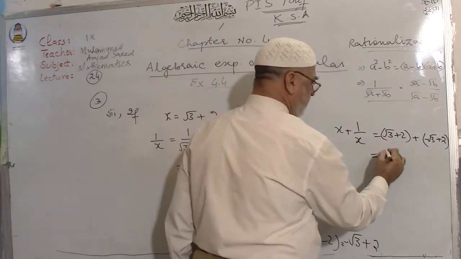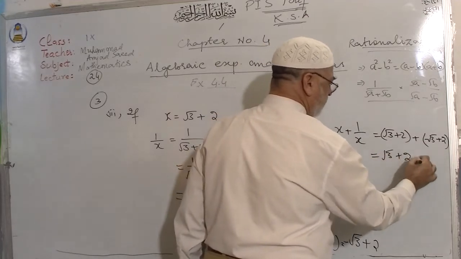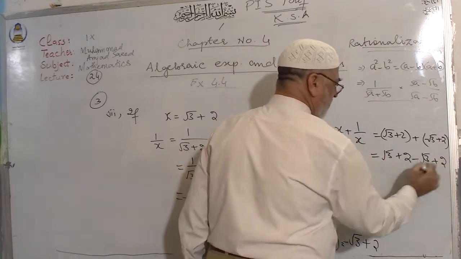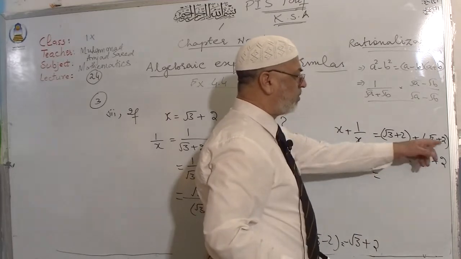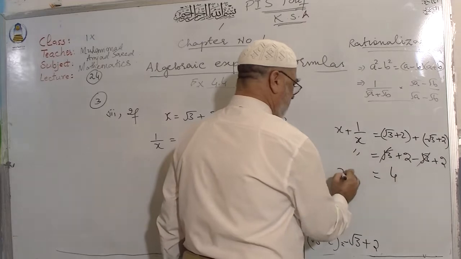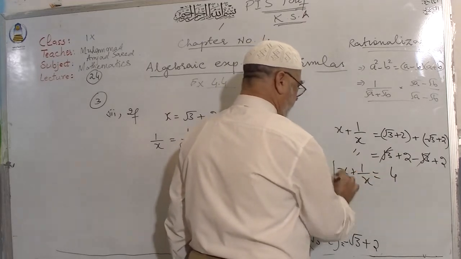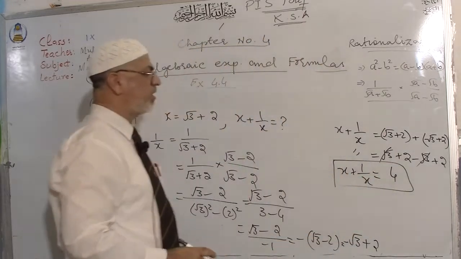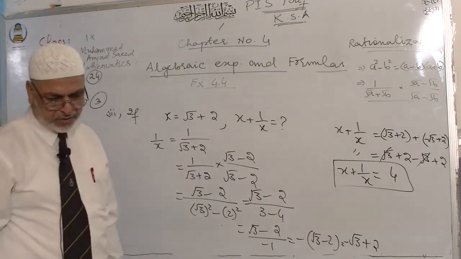Open up the bracket. 3 under root plus 2 plus minus minus 3 under root plus 2. Remember that there is a positive sign, no change in the sign inside. They are cancelled out, 2 plus 2 is 4. So your answer is x plus 1 over x is equal to 4. That is your answer.